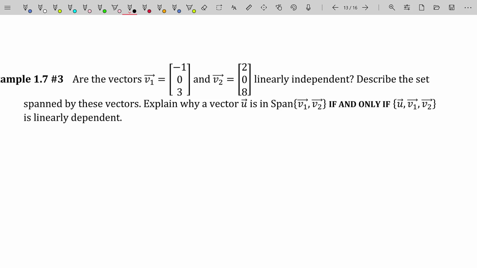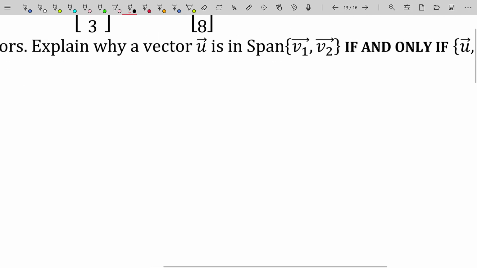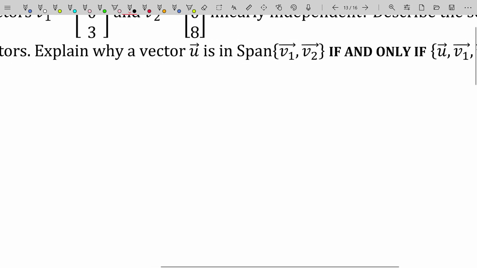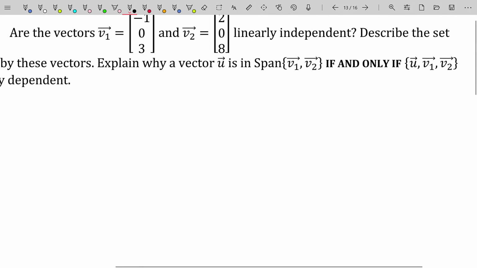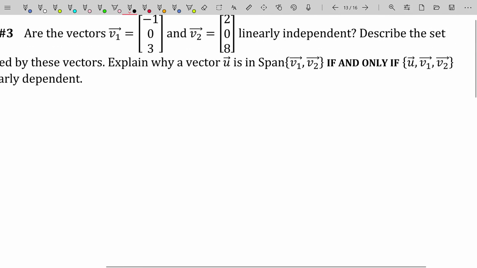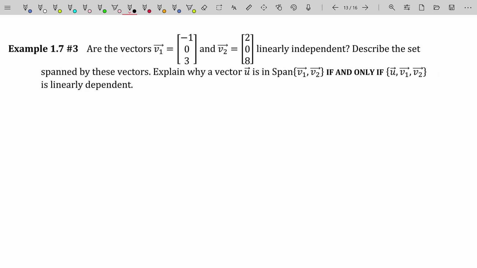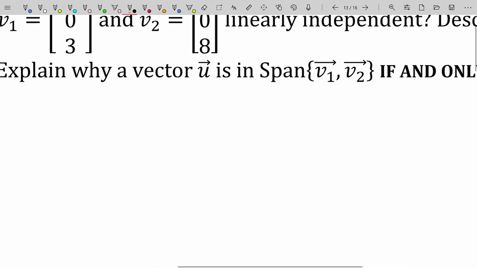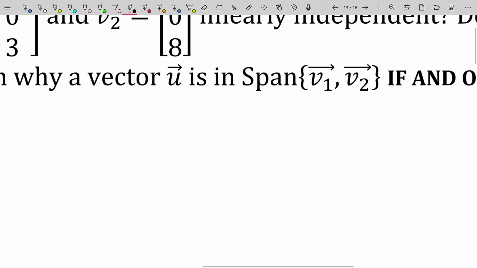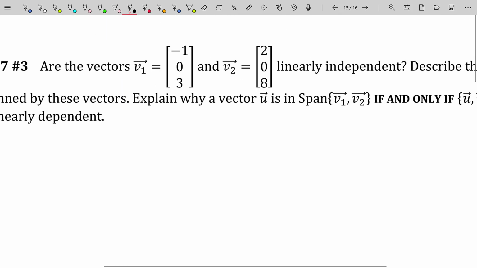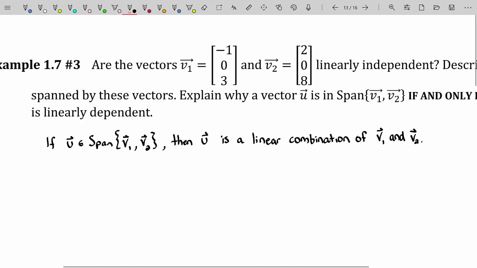Well, first of all, that last statement, explain why a vector u is in the span of those two vectors if and only if the set u, v sub 1, v sub 2 is linearly dependent. That's literally the theorem we just proved. If u is in the span of those two vectors, u is a linear combination of those two vectors. And that's what I've written here.